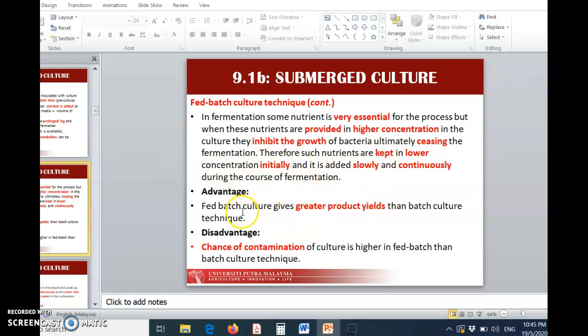Advantage is fed batch culture gives greater product yield than batch culture. But the disadvantage is the chance of contamination of culture is higher in fed batch because we are putting in the nutrients during the fermentation. So during that time, we can introduce contamination.